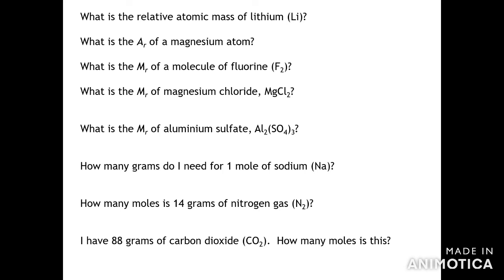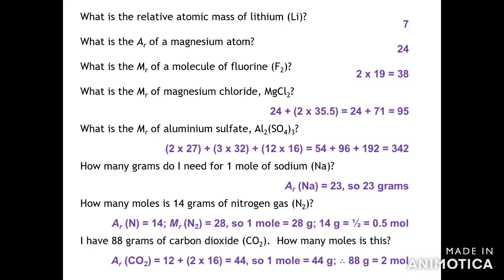Okay, welcome back. Some of those are quite challenging. Let's have a look at the answers. I'm going to show them to you all at once. There's a degree of working shown as well. So lithium, 7. Magnesium atom, the Ar is 24. Both of those you can take directly from the periodic table. Fluorine, 38.